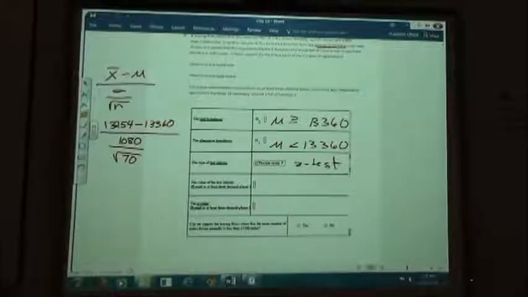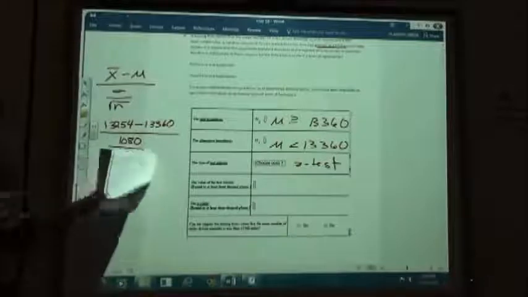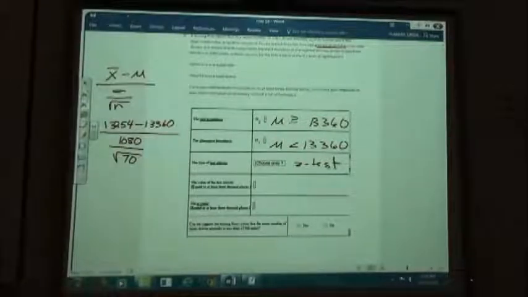That's printing out back there if you want to grab that. You punch that into the calculator. What do you come up with?